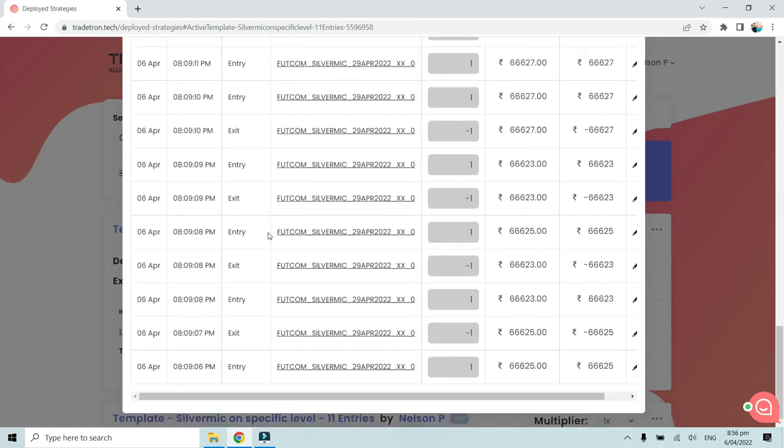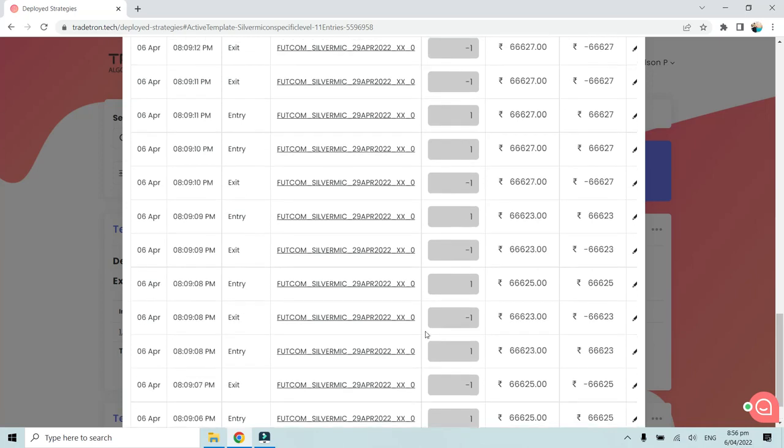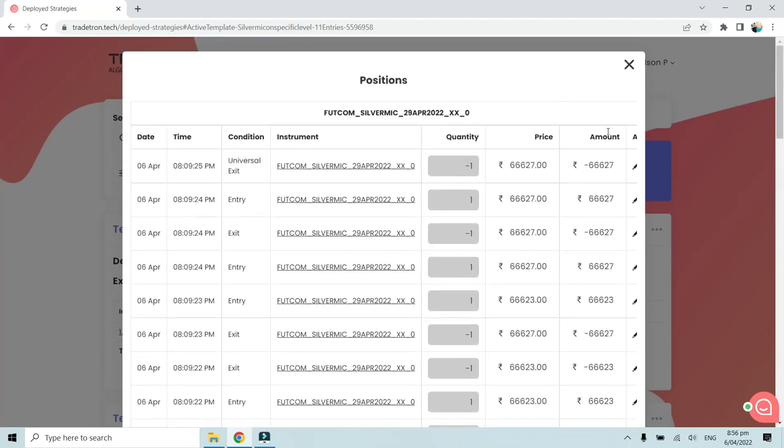First of all, how to analyze where the issue is. Over here at 8:09, on the first entry, the future got bought. That means the entry set, the set where we are buying a long future, is getting exited from that same set. So the issue is in the set where we are buying this particular future of silver micro. Somehow the conditions of entry and exit are matching over there, so we will see what is happening in terms of the conditions.